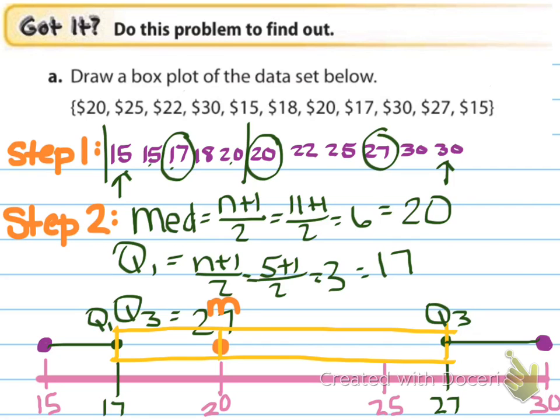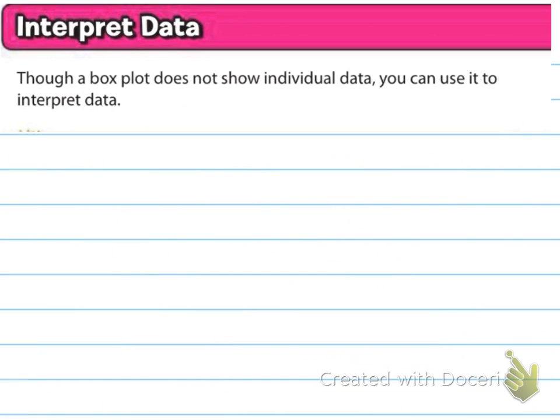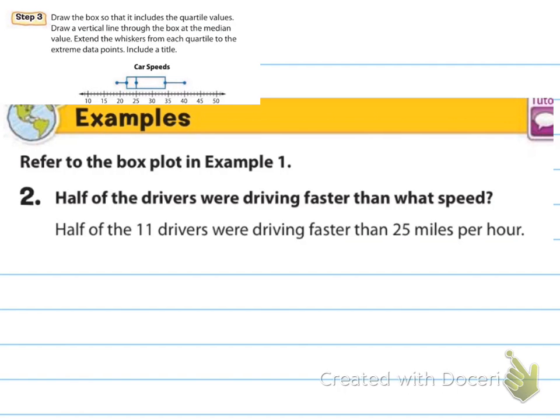I've got my quartiles. I know that if I'm interpreting my data here, my lowest amount of money was 15 and my highest amount was $30. I guess I should put money as my title here, although can't see it very well. And then most of my money, dollar amounts, landed between 17 and 27, 50% of the data did. And my median amount was $20. Alright, so though a box plot does not show individual data, you can use it to interpret data, just like I was practicing just now.